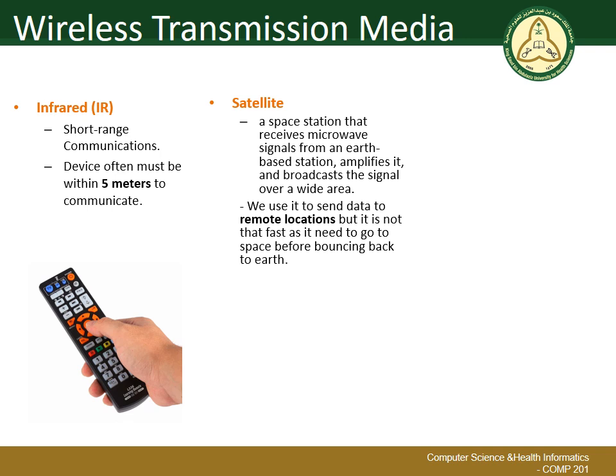Because of the distance here, there is a slight delay of sending the messages. So in the satellite, a space station that receives microwave signals from an earth-based station amplifies it and broadcasts the signal over the wide area. We use it to send data to remote locations, but it is not that fast as it needs to go to space before bouncing back to Earth.